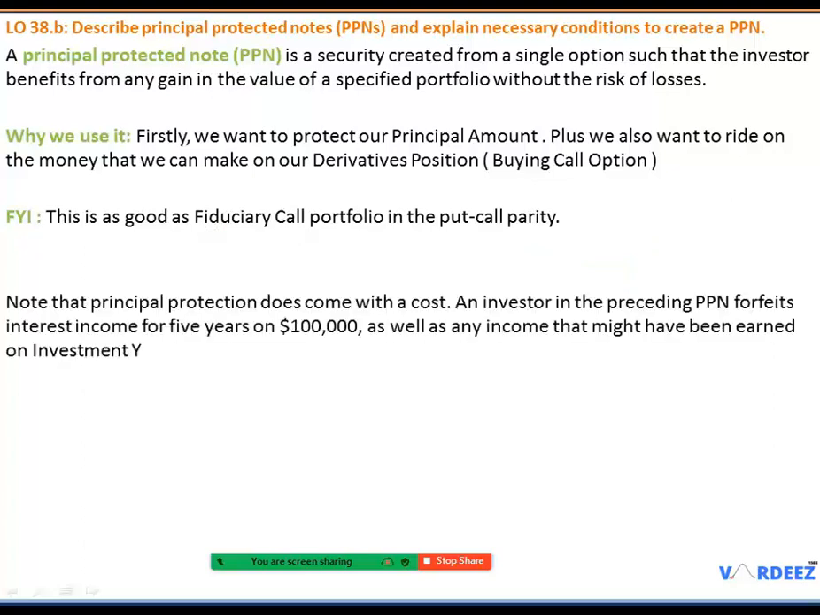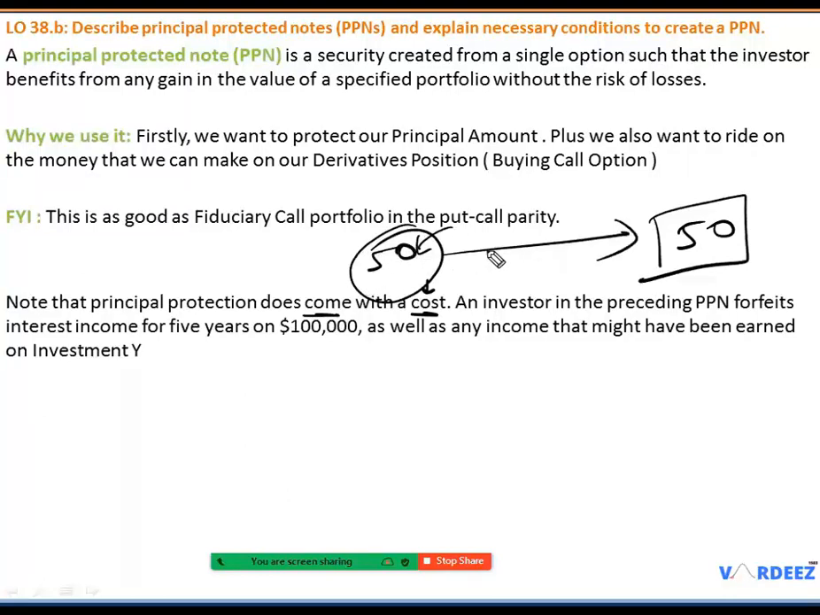Then we have to understand that principal protection does come with a cost. As I said, you will lose the interest of 8% in our fixed deposit example. You're going to lose money on that. Your 50 lakh, even though it's protected at the end, the amount of money that you could have earned on this portfolio for this time period is something that you lose with the PPN.